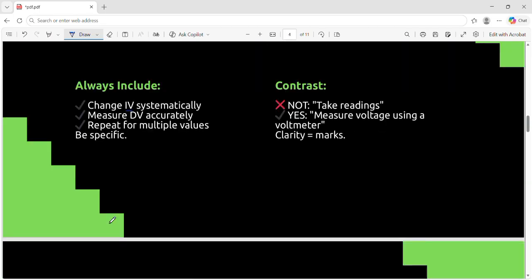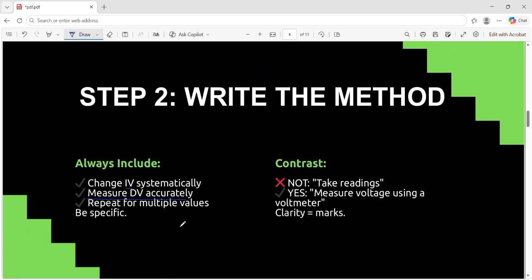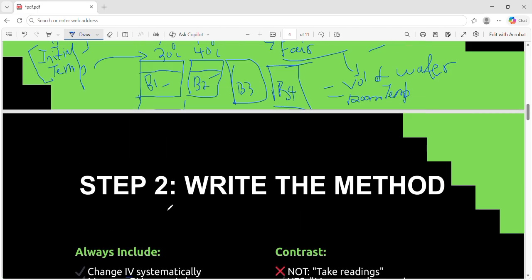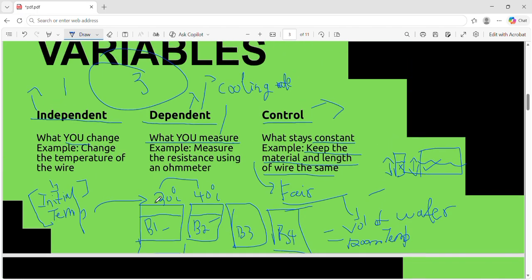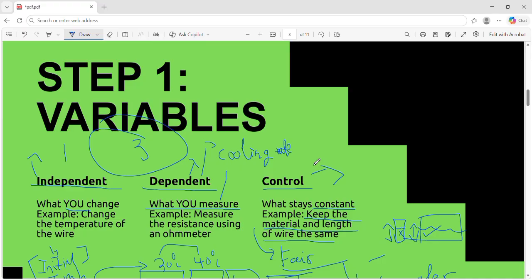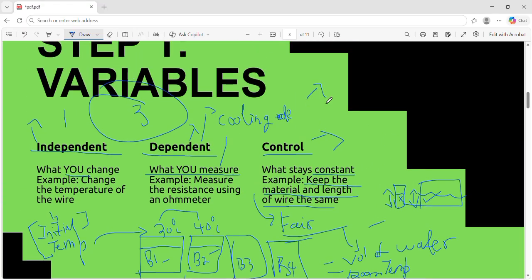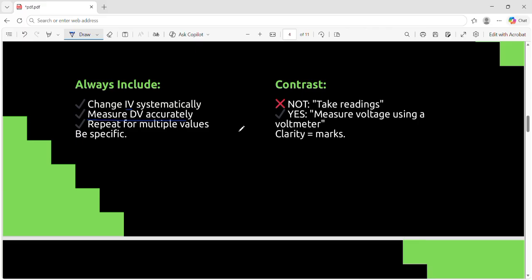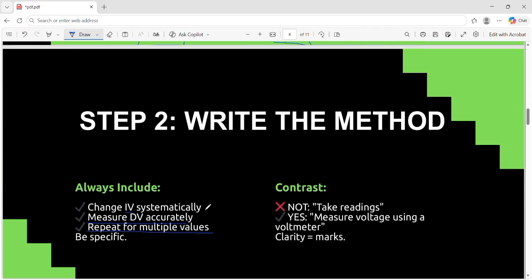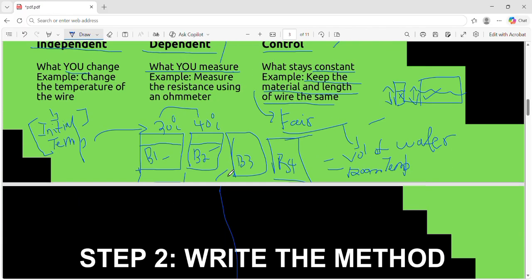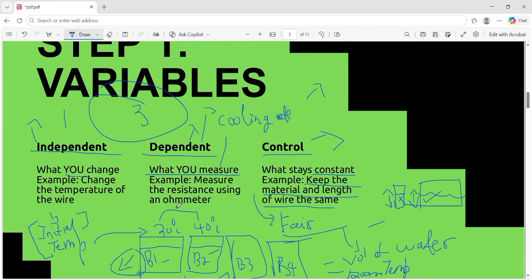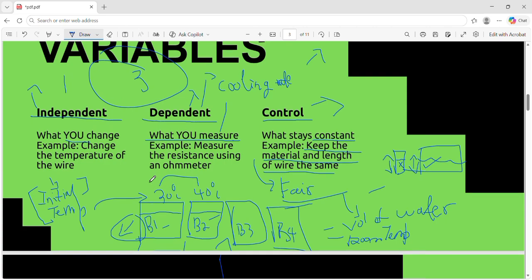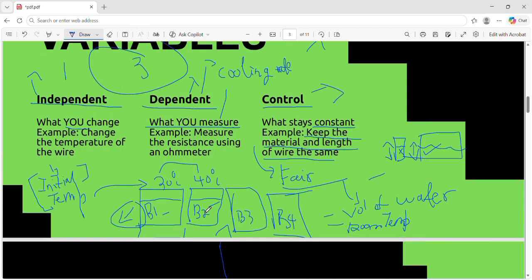So it goes the same for this. Measure the dependent variable accurately. If you're saying cooling rate, then you measure with a thermometer, you name the apparatus, and the time with a stopwatch, and repeat for multiple values. You have to repeat for multiple values, meaning beaker 1, beaker 2, beaker 3, beaker 4. You cannot just take one beaker, because then you're not taking any other beakers into account. The point of any investigation is that you investigate many things to come to a conclusion, not just one thing.